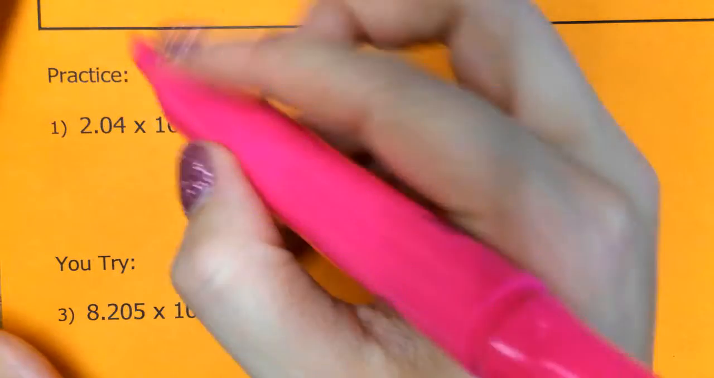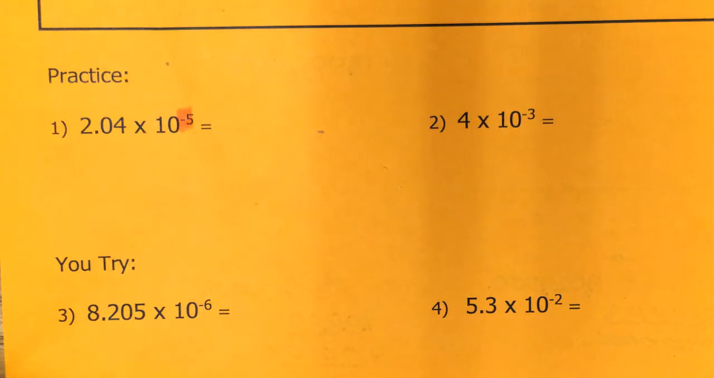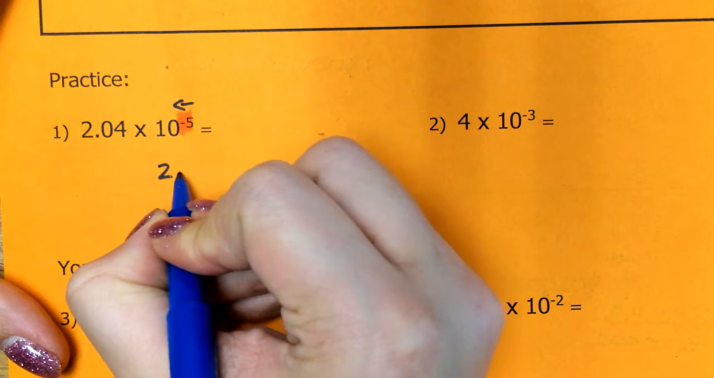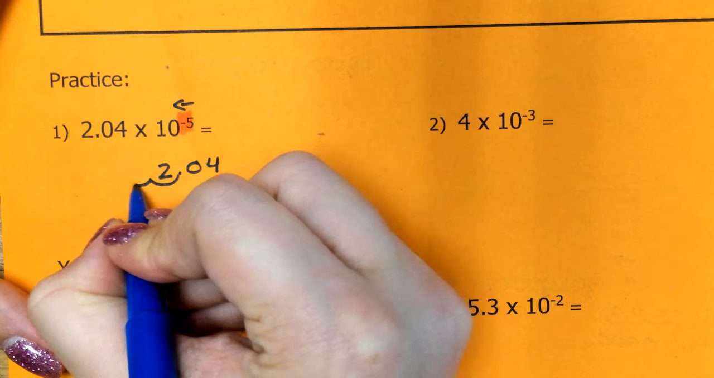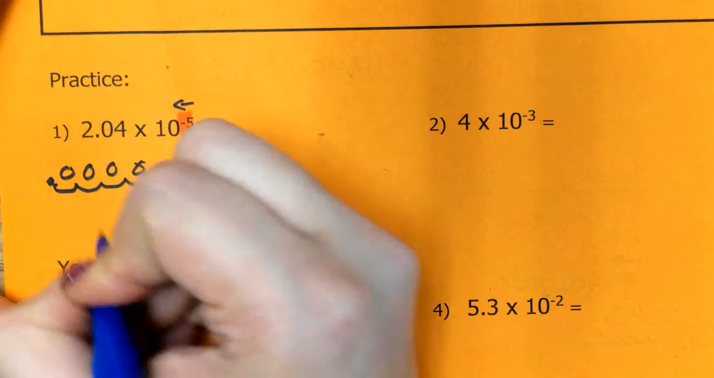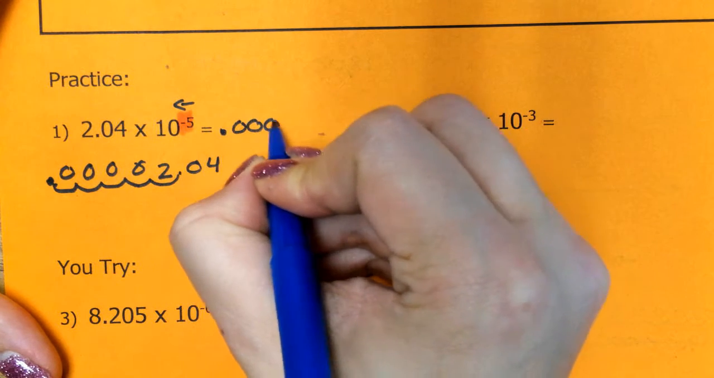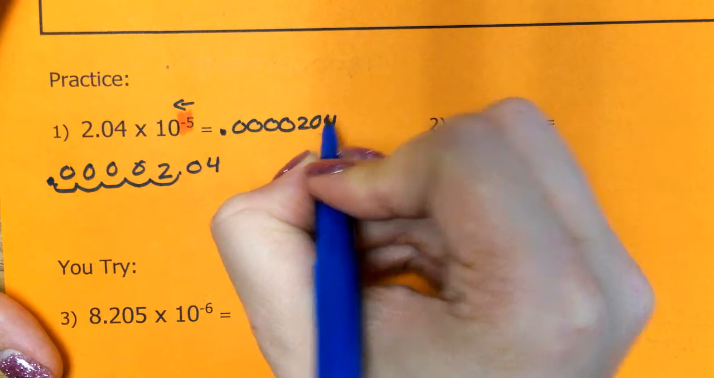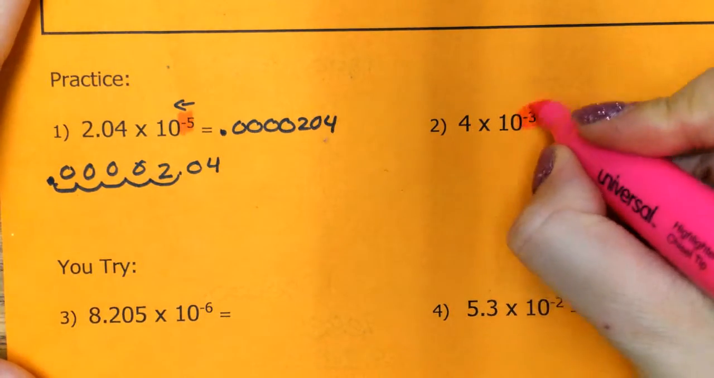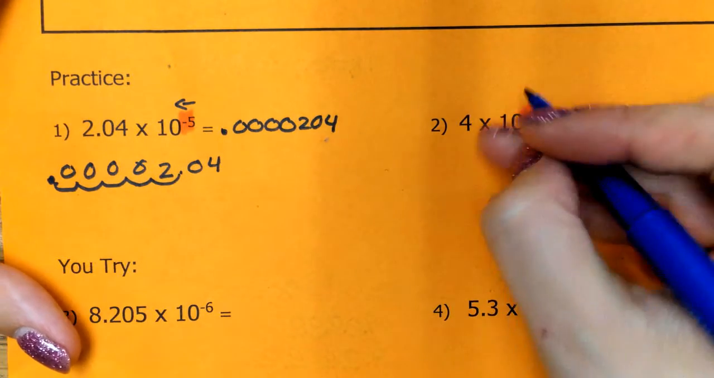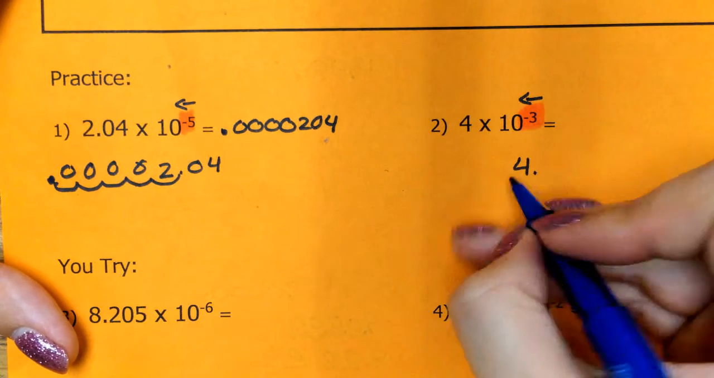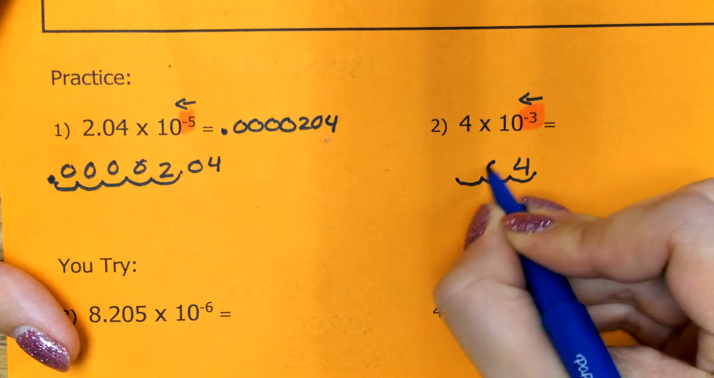All right, so I've got 2.04 times 10 to the negative 5th. That negative 5 tells me I'm moving 5 times to the left. So 2.04, 1, 2, 3, 4, 5. And now my decimal's over here. There it is. Let's look at the next one. To the negative 3rd power, so 3 times to the left. With a whole number, my decimal starts at the end. 3 times to the left. 1, 2, 3.